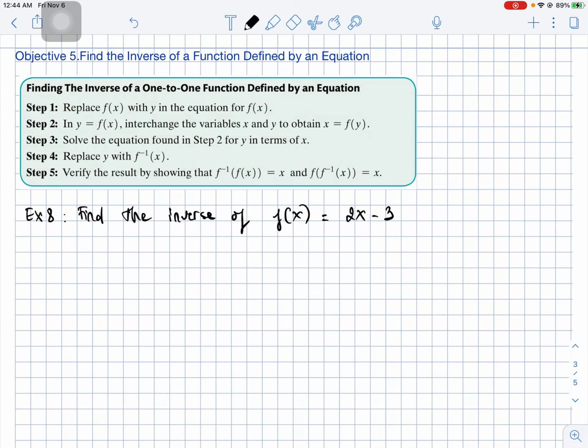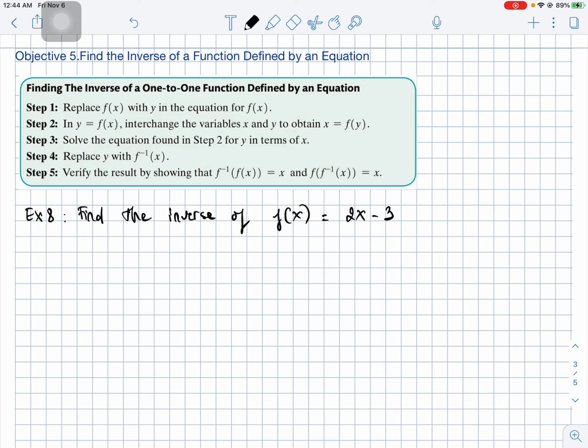Objective number 5. Find the inverse of a function defined by an equation. Example number 8. Find the inverse of f of x equal to 2x minus 3. We will follow the 5 steps to find the inverse.